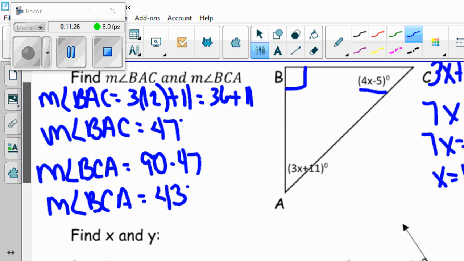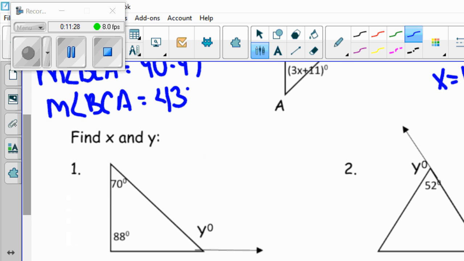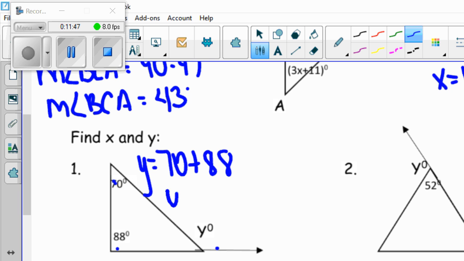All right, some more, find x and y. Here I have an exterior angle, and then the two interior angles over here. And remember, we have that theorem that tells me that the exterior angle equals the two non-adjacent angles added together. So here I would say y equals 70 plus 88. So y is equal to, when I add 70 and 88, I get 158 degrees.